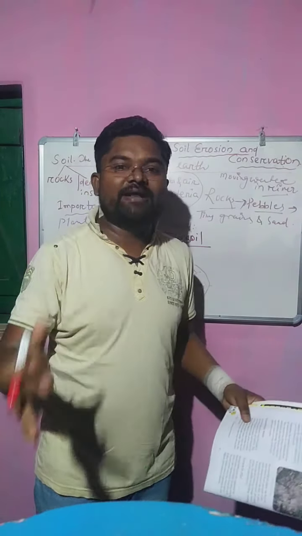Now we'll talk about the erosion by the water. How does soil erosion happen by the water? As rainwater flows over the land, it carries a part of the soil with it. This results in soil erosion. In the rainy season, when there is heavy rainfall, the soil is carried from one part to another part. This results in soil erosion.